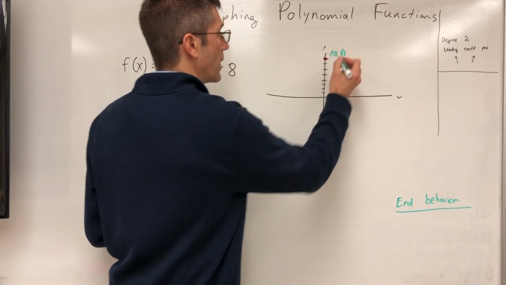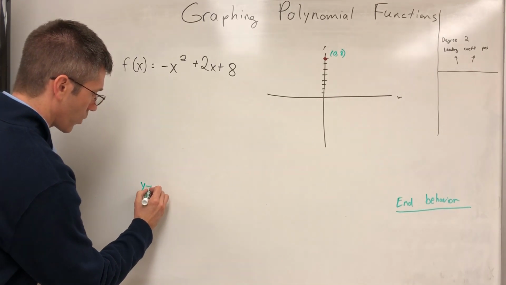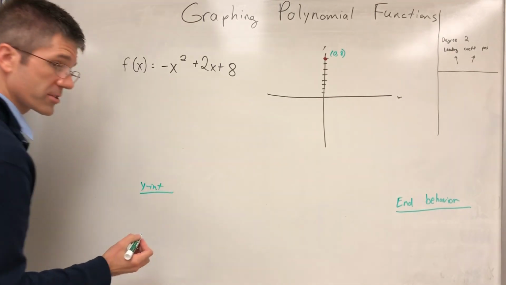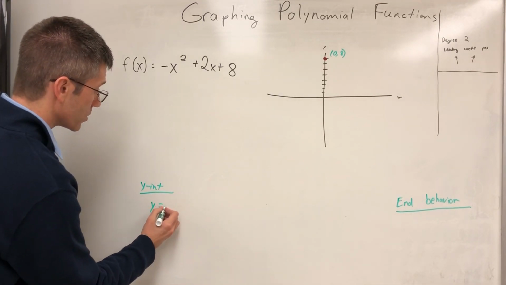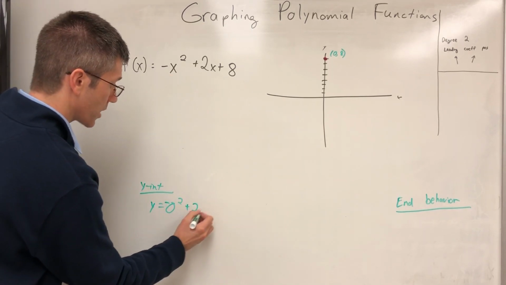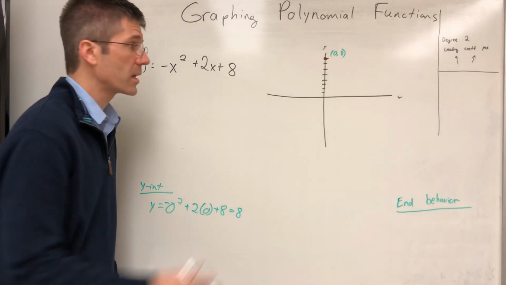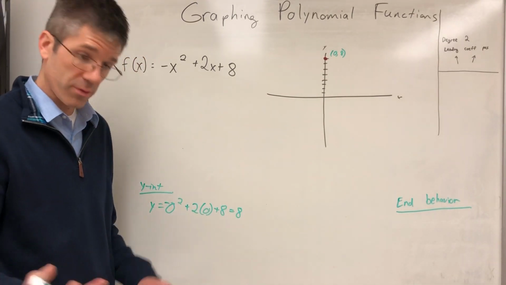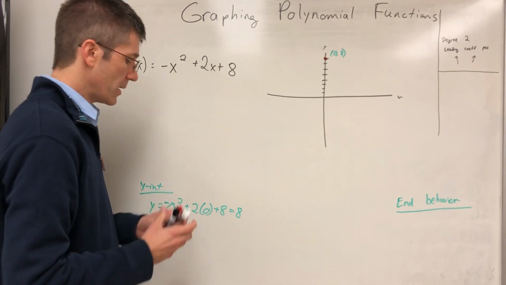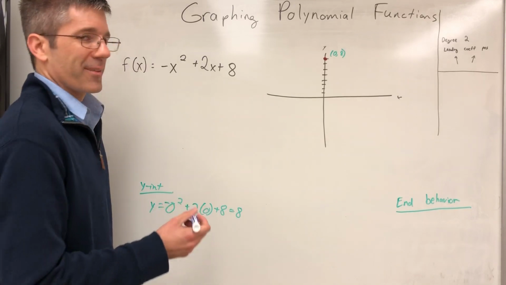0, 8. And I'm skipping a few lines here. We're going to come down here and we're going to talk about the Y-intercept. And that Y-intercept occurs where Y equals negative 0 squared, plus 2 times 0, plus 8, which is 8. So I skipped a little bit, but I already know one of the dots on my graph. Let's get some of the other dots. Too many markers going on here. You can't have too many markers.